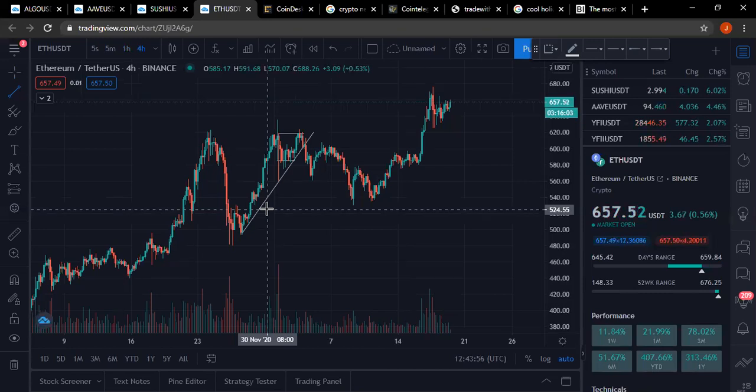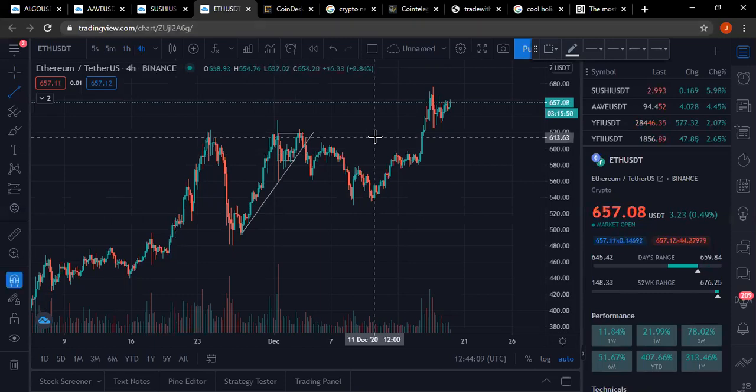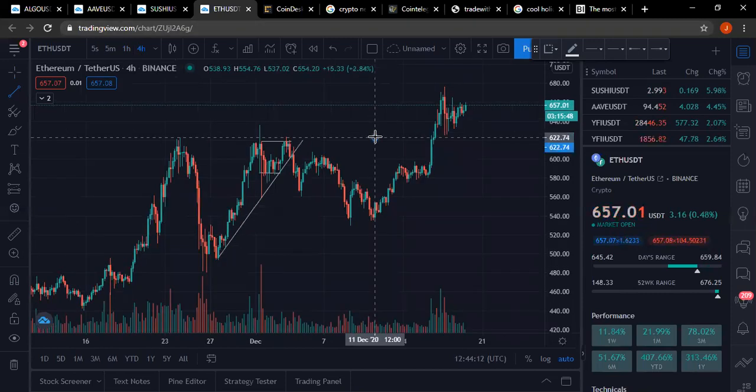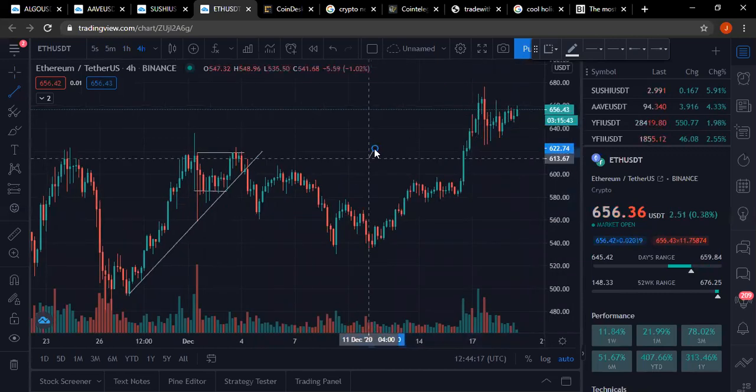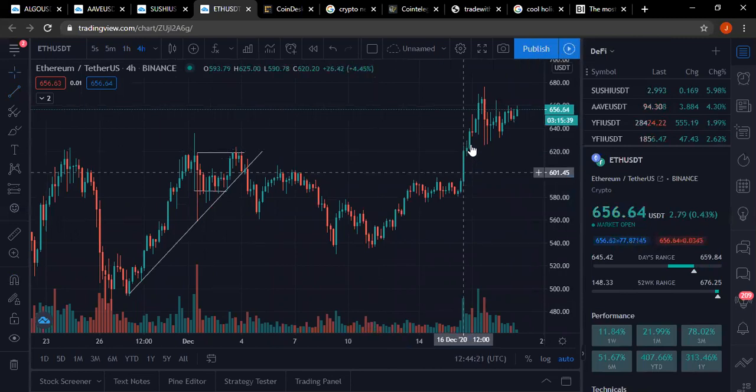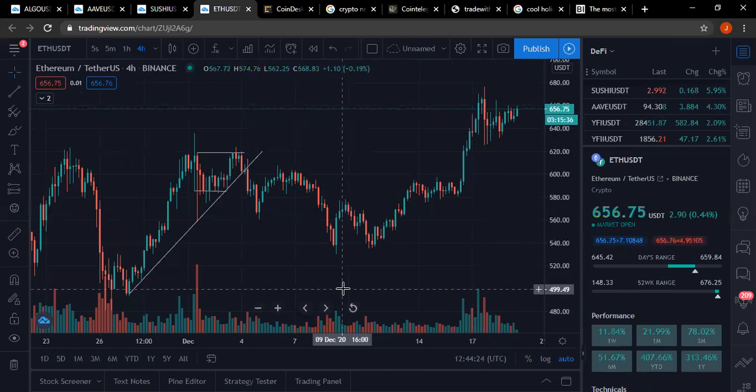By the way, when I say 4 hour time frame, it simply means that each of the candles represents just 4 hours. Each of the candles represents 4 hours. This is 4 hours. This is 4 hours. Okay. So how do we define the trend of the market using drawing tools?